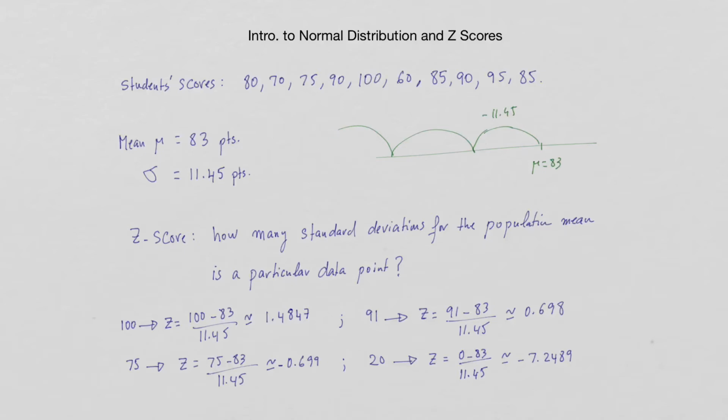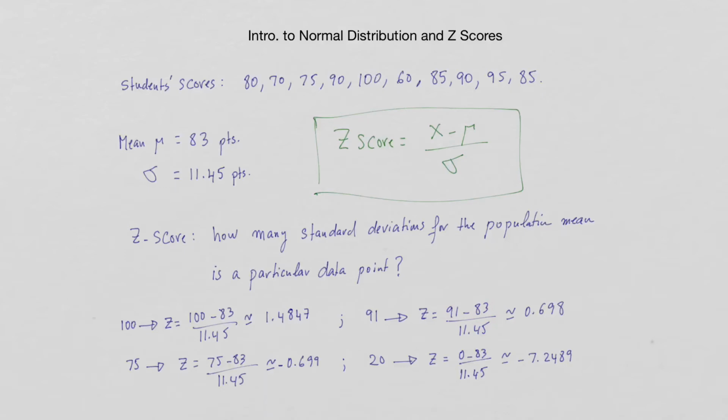Now, why do we care? Now we know how to compute the Z-score. And by the way, the formula is simple. The Z-score is just whatever you're interested in, any particular data point, minus the mean of the population, divided by the standard deviation of the population. This is the formula. That's all I did to go from 100 to this, to go from 75 to that, to go from 91 to that. This is your x. So you take your x, subtract your mean, divide by standard deviation.